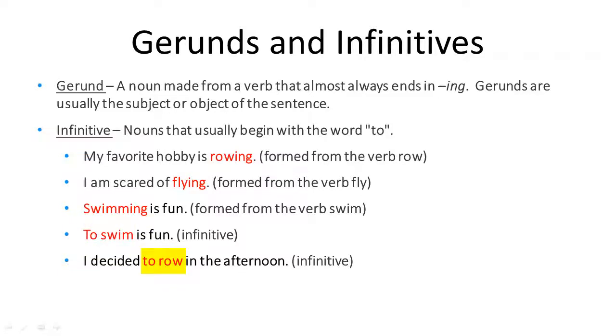I decided to row in the afternoon. To row, that is an infinitive. We put the word to in front of it, and we're using the simple form of the verb row instead of rowing. So that makes to row an infinitive.